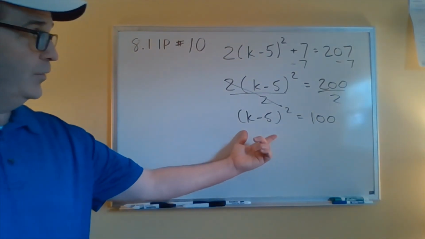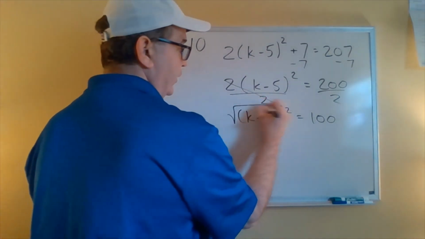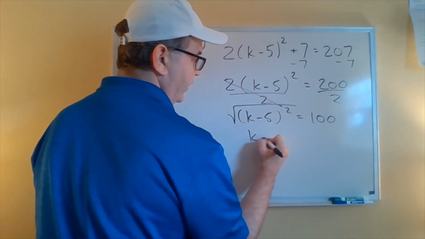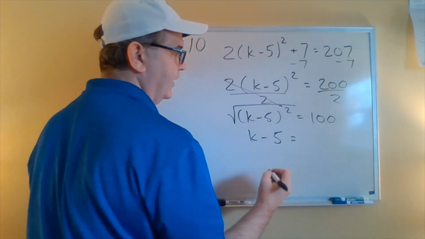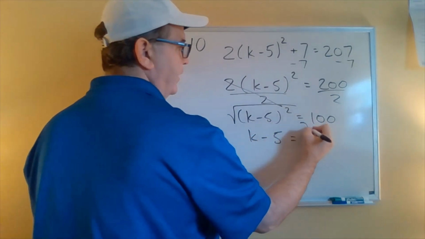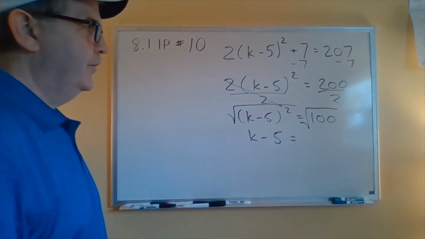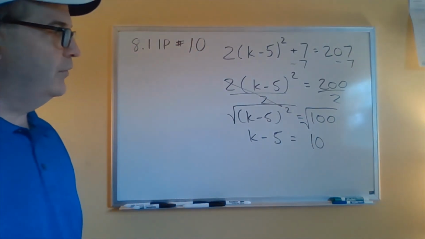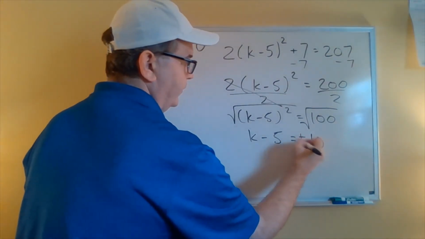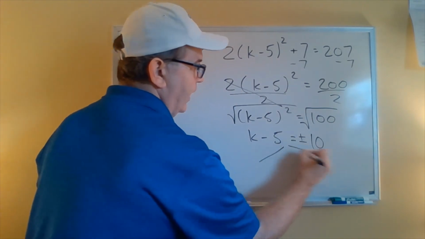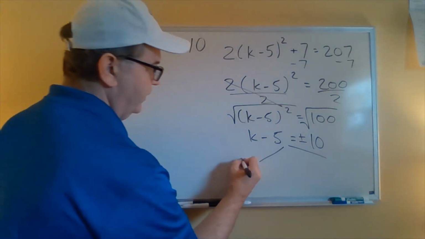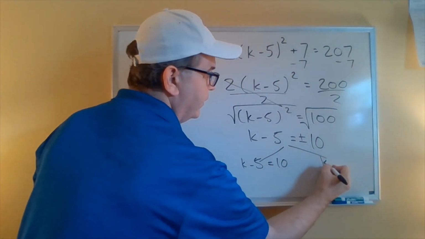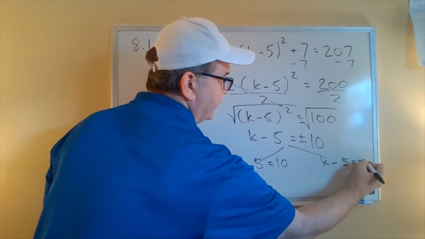Now that I have my squared component over here by itself, I want to take the square root of it. Because the square root and the square will cancel out, I'll be left with just k minus 5 on the left side. But if I square root the left side, I have to square root the right side. Square root of 100 is 10. Don't forget when we're taking the square root of a number, it is plus or minus. So we now split that into two equations. k minus 5 equals the positive 10. k minus 5 equals the negative 10.